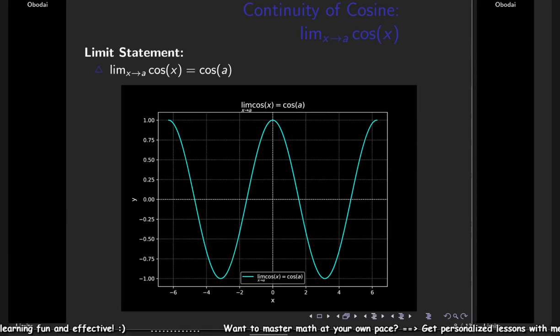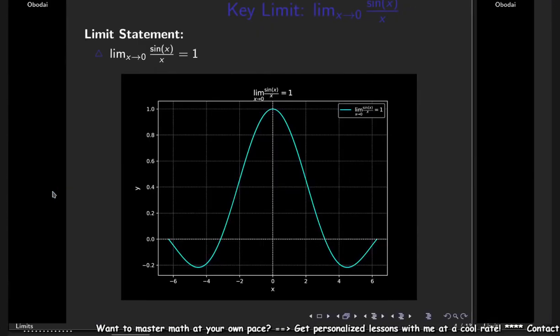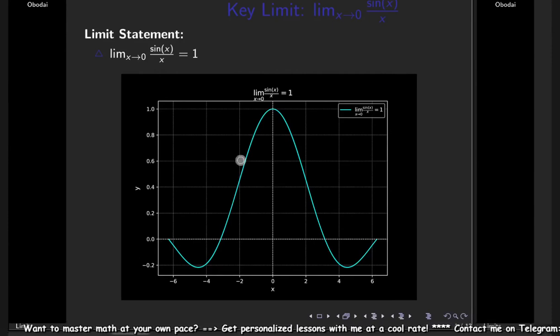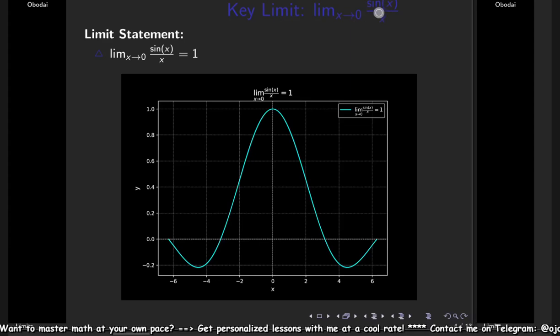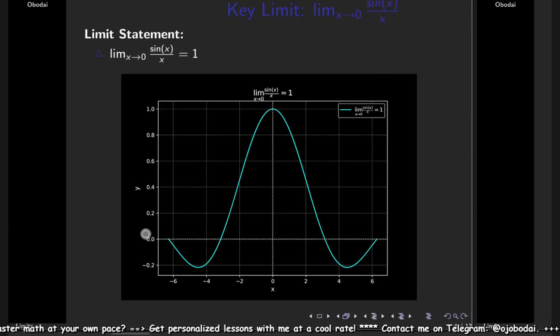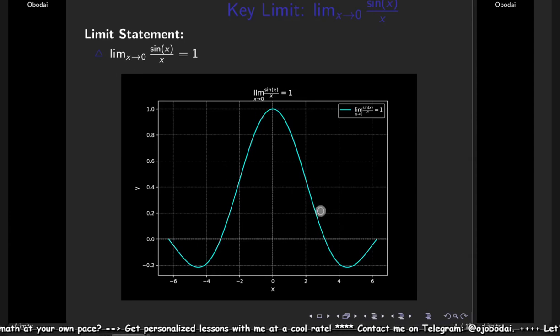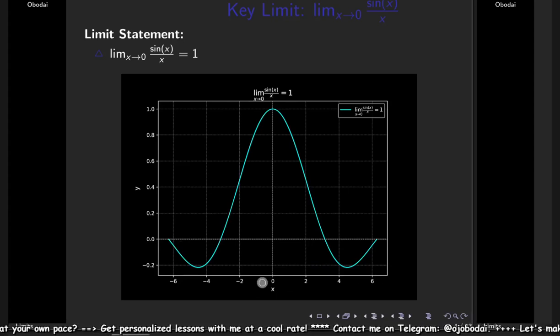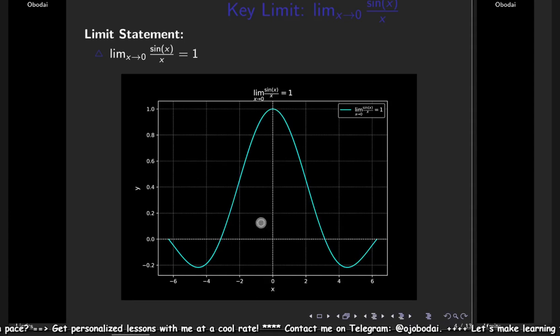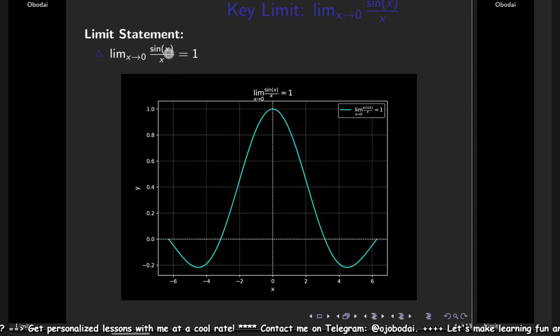Now let's look at the limit of other trigonometric functions. For this, let's look at the limit of sine x over x. This here is the graph of sine x over x, as x approaches 0. You see, as x approaches 0, both from the right and the left hand side, we are getting a value of 1. So this is also one of the constants you will need to know.